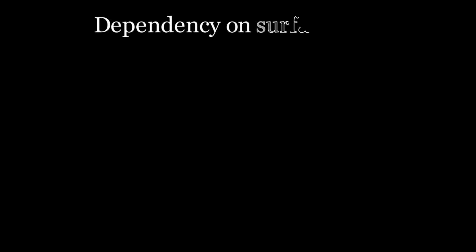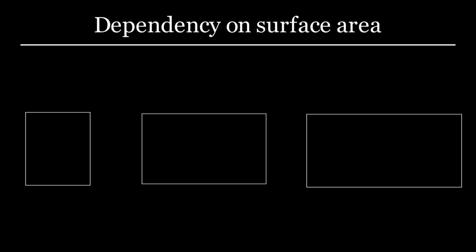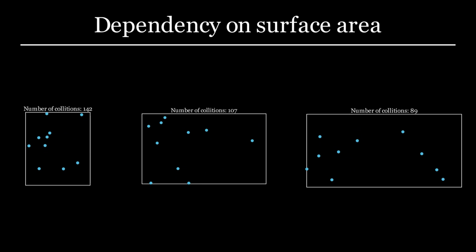Finally, we want to see what happens when we change the size of the container. Now we have three separate containers, one more narrow and one a bit wider, and we'll see how many collisions there are now for each of these cases. What we see is that a smaller container leads to more collisions, while in the larger container, the particles have to travel further to hit a wall, leading to less collisions.